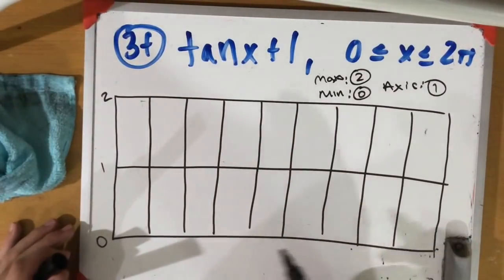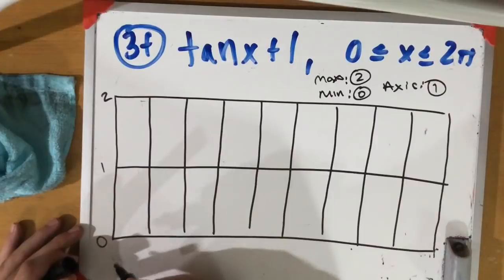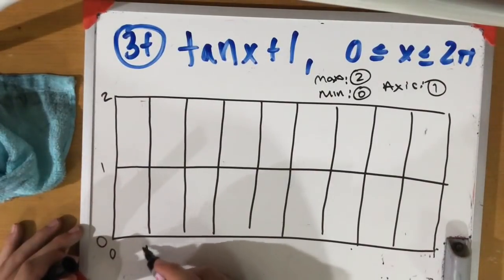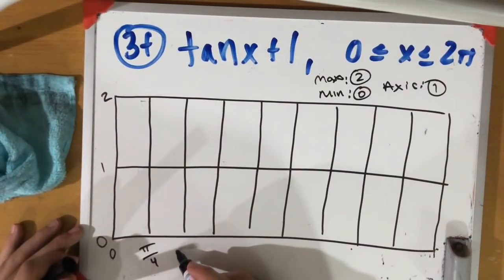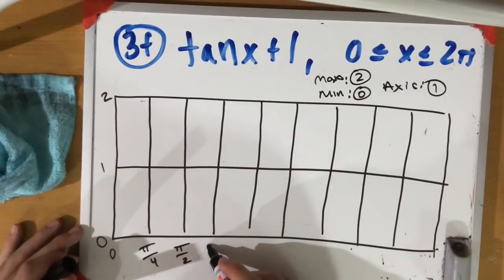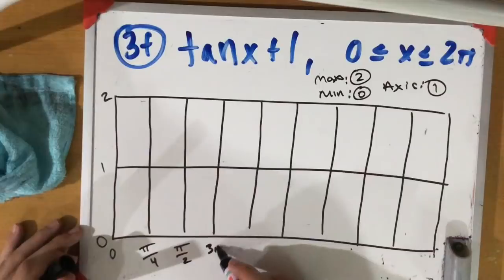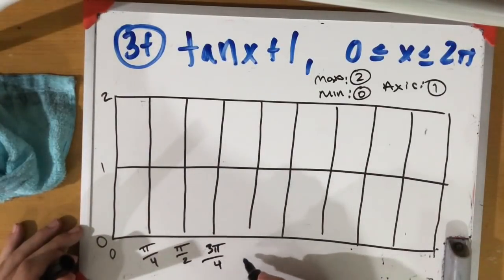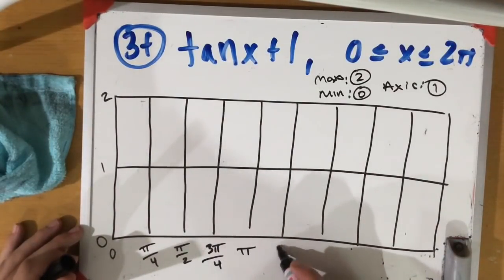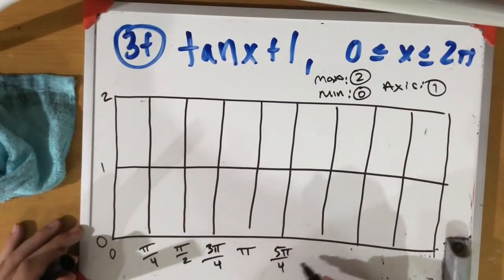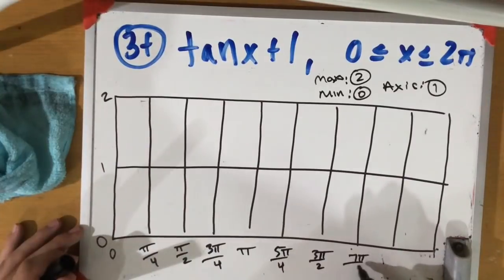Again, tan naturally goes through steps of 45. So we're going to have 0, pi over 4, pi over 2, 3 pi over 4, pi, 5 pi over 4, 3 pi over 2, 7 pi over 4, and 2 pi.